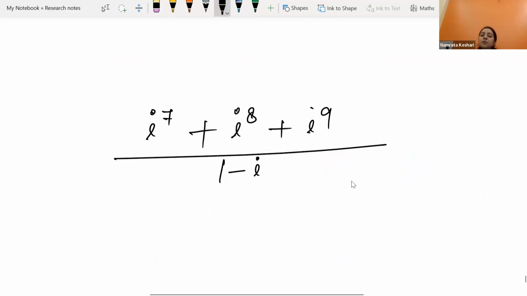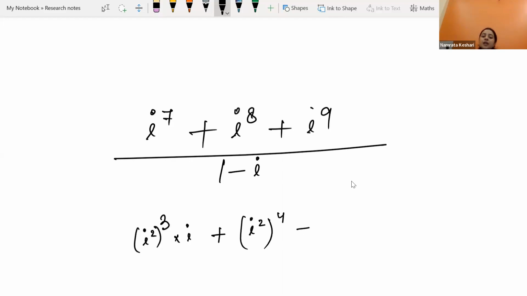Let's do it. i to the power 7 can be written as i square to the power 3 into i. Yes, Ali and Alina. i to the power 8 can be written as i square to the power 4. i to the power 9 can be written as i square to the power 4 into i. Yes or no? Yes, ma'am.